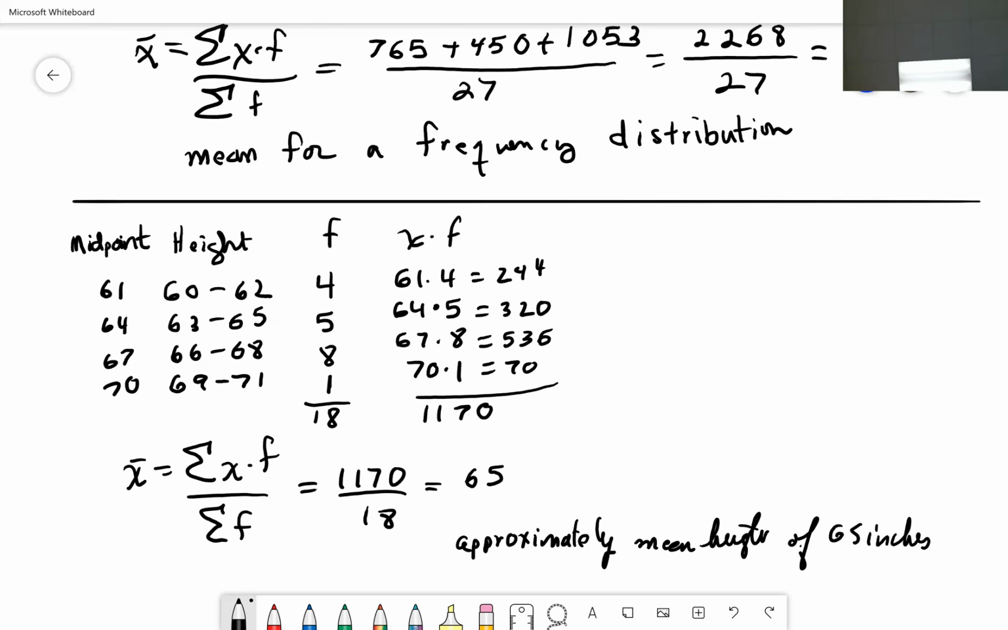Yes. Where? Height of 65 inches. I mean, it's not the best one, but you know what I meant.